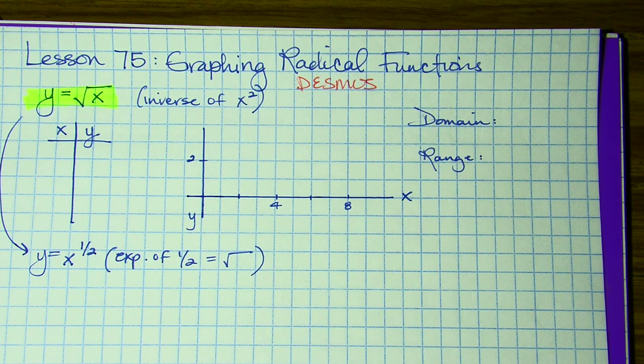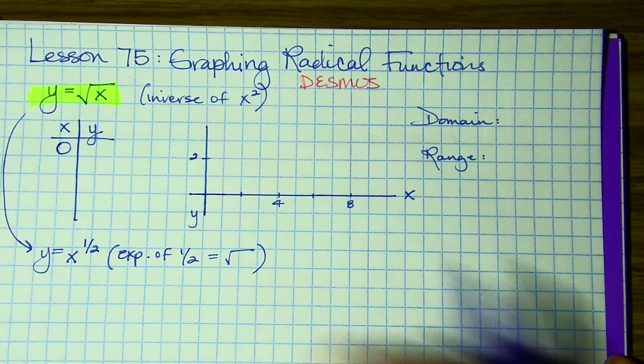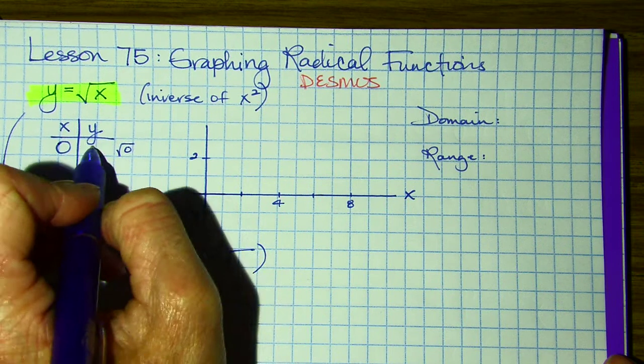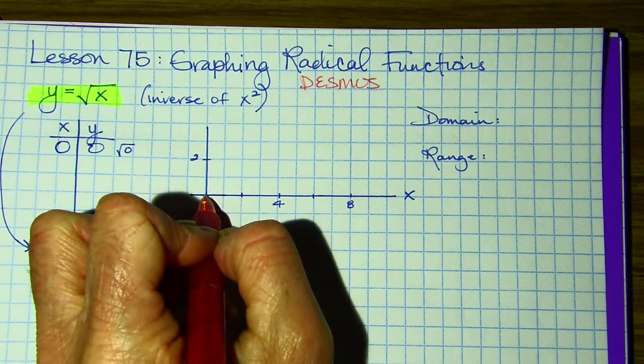So the square root of x, for it to be a function, my domain is limited. Okay, I cannot take the square root of a negative number without getting i. So the smallest number I can enter in for x is 0. Right? And the square root of 0 is 0. So that is the first point, (0, 0).